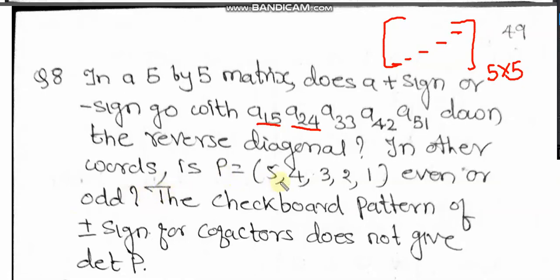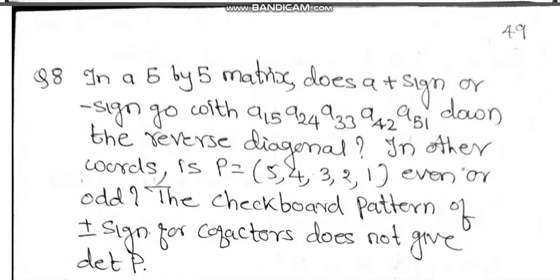In other words, the permutation is 5, 4, 3, 2, 1, that is first row 5, 4, 3, 2 and 1. Even or odd? The checkerboard pattern of plus or minus sign for cofactors does not give the determinant of P. So here I'll not have plus minus for the determinant of P. How will I be finding it? I'll be finding it by row exchanges. So it is a permutation, and I have to rearrange these terms. If I rearrange the terms, I can find the determinant value.